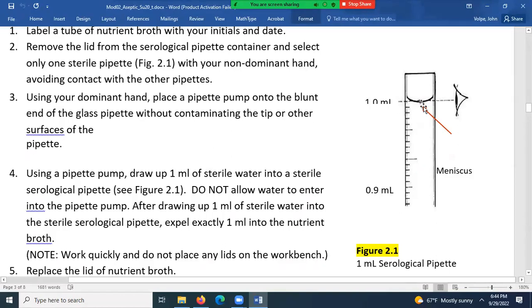Do you read it from the bottom of the meniscus, from the top of the meniscus, or the average? Anybody know? The bottom of the meniscus. Oh, sorry. Say again? Oh, I said the bottom of the meniscus. Yeah, I didn't mean to interrupt. I'm sorry. You always read from the bottom of the meniscus.